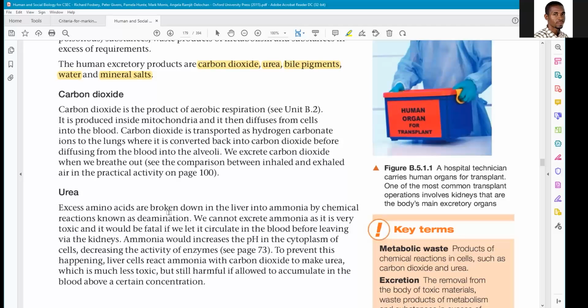So we excrete carbon dioxide when we breathe out. To make things simple for little children, and you are not little children, they would tell them we breathe in oxygen and breathe out carbon dioxide. By now, you should have figured that it is a little more complicated than that.